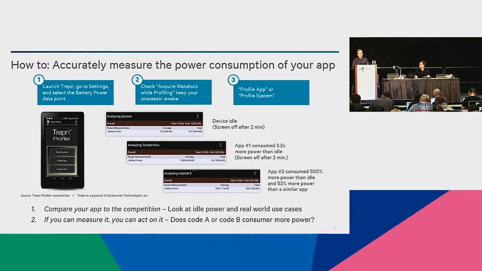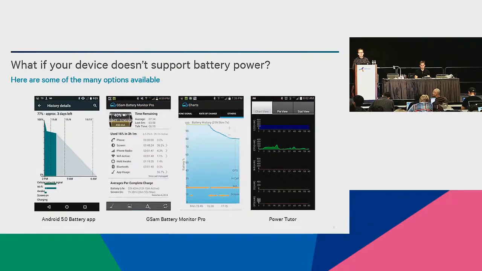And as I said, if anyone has any questions along the way, feel free to jump in and ask. I already talked a little bit about what to do if your device doesn't support battery power in Trepn. There's some good options available. These are just a few. If anyone has other suggestions, feel free to let us know. On the left, you'll see the Android L battery app.